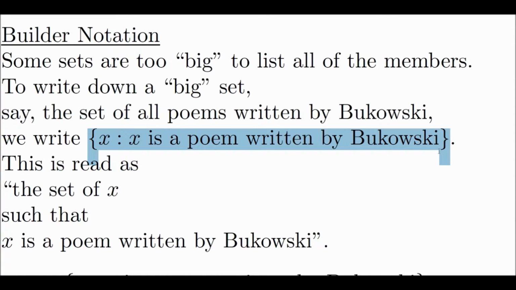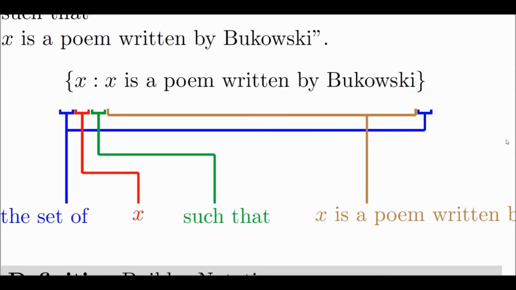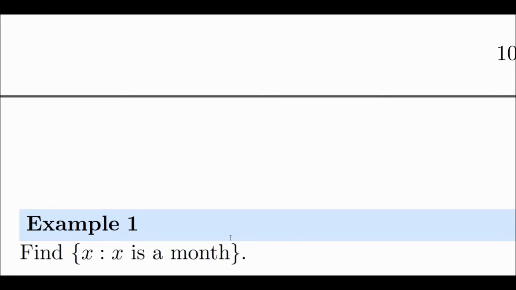So these braces tell you that you're dealing with a set. X is basically a pronoun, and you read this colon as "such that," and then you say the property that these objects are supposed to have. So any object X that has this property will be a member of the set. Here's a diagram of what it looks like. So you read these braces as the set of, this is X such that, X is a poem written by Bukowski.